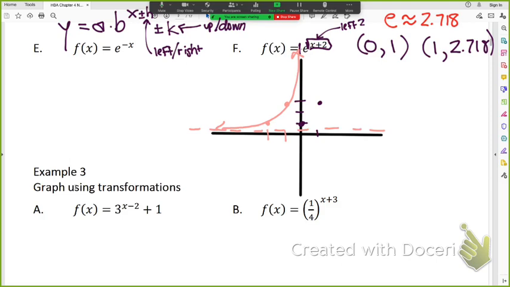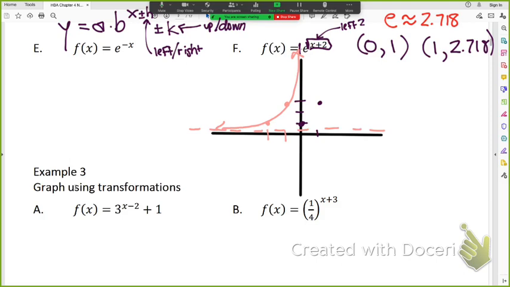We're going to stick mainly with left, right, up, down translations with these, so I'm going to go ahead and skip E. I don't really want to do too many reflections with these. All right, so 2 more with transformations, and then 1 more word problem, and I'm done with notes.